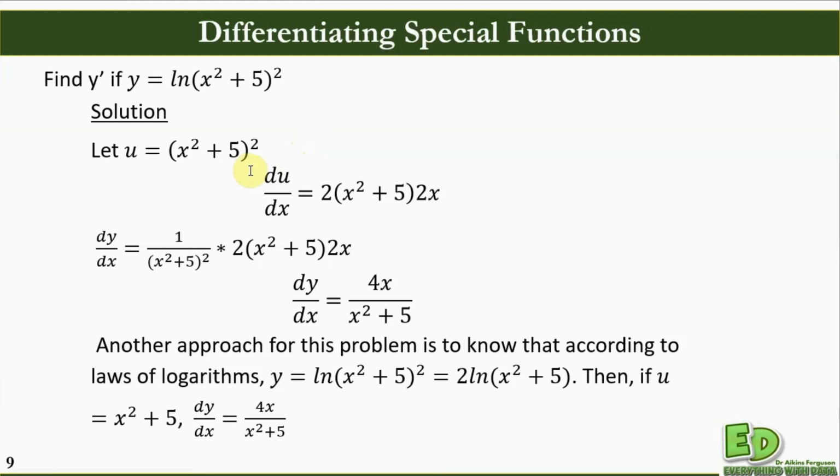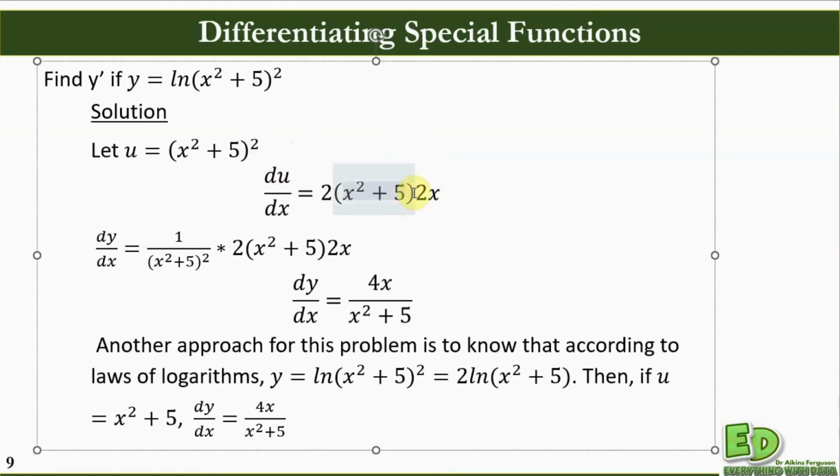So du over dx here will give us, bring the power in front of the function. So 2 in front of the function, multiplied by x squared plus 5, reduce the power by 1, that is 1 over here. Then you multiply it by 2x. And that will give you the du over dx.